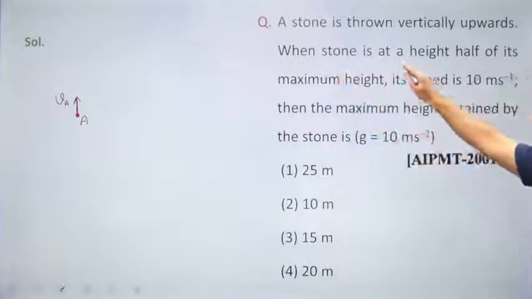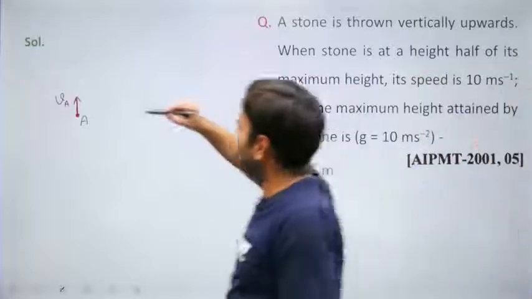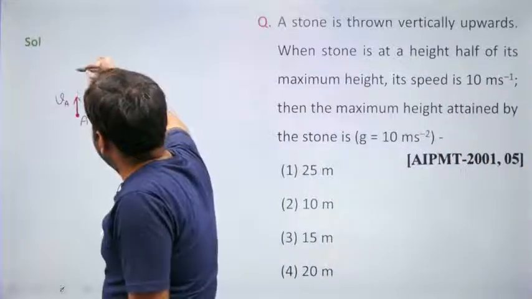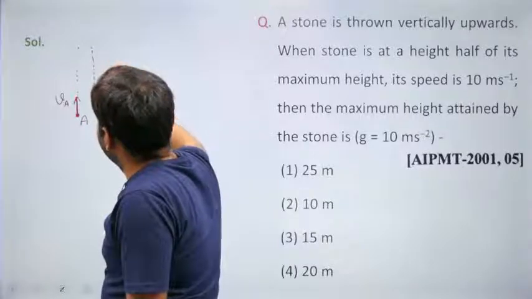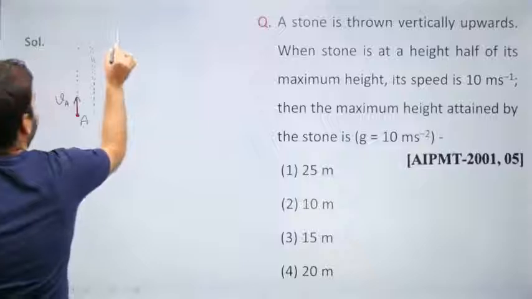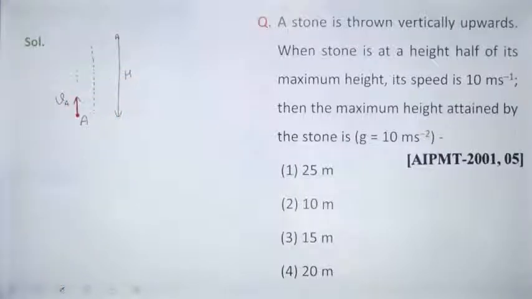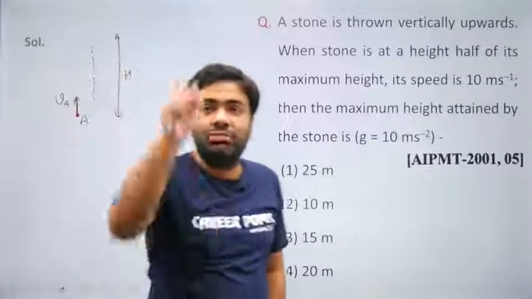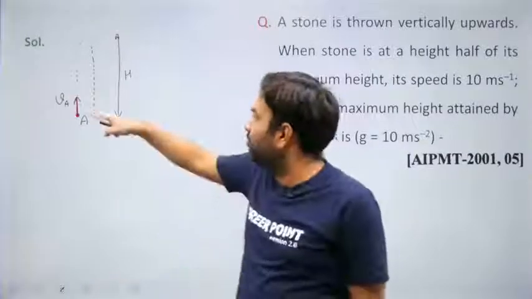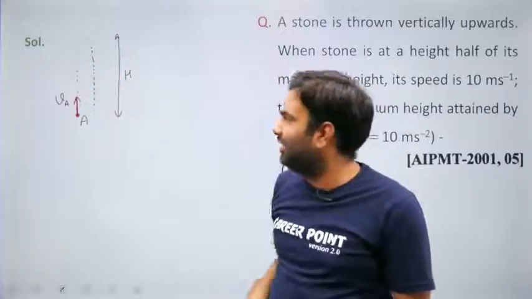When the stone is at half of its maximum height, see, if it goes up, it will attain some maximum height, then it will again come down. So this height is, suppose, the maximum height, that is h. Its going path and coming path are in the same straight line, but I am showing the upward path and downward path differently for better visibility and clarity.